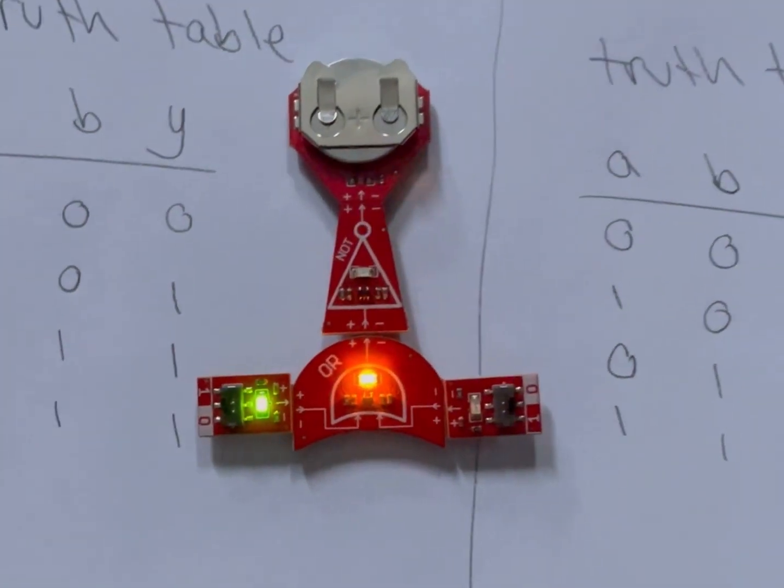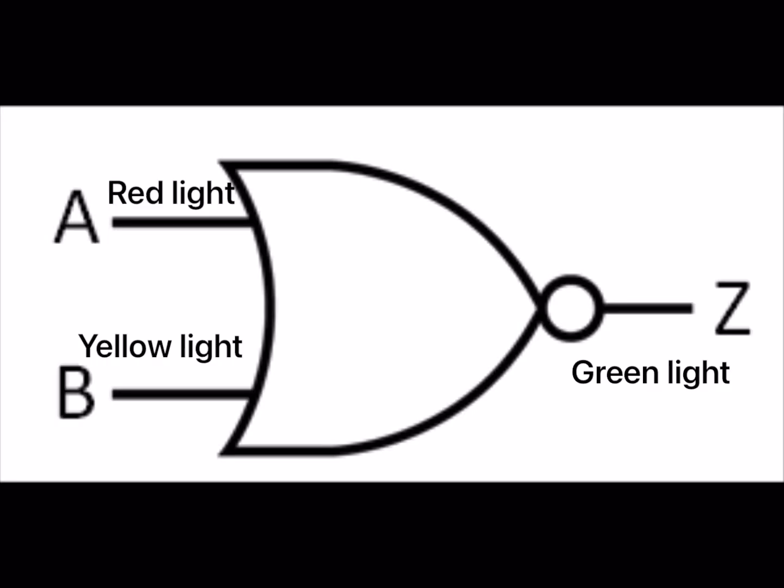output will turn off. A real-life application of a NOR gate would be traffic lights. The inputs would be the red and yellow lights, and the output would be the green light. If the red light is on, the green light cannot be off, and if the yellow light is on, the green light can also not be off. But if both lights are off, the green light can be on.